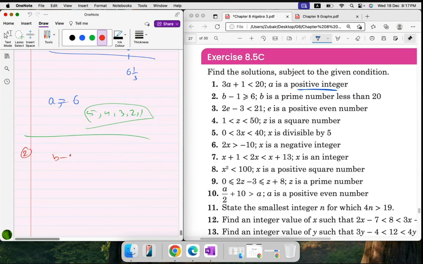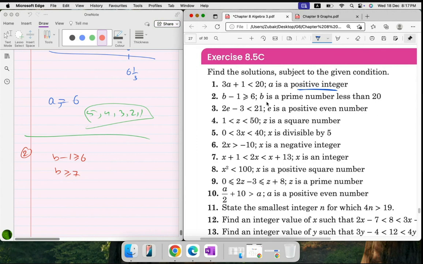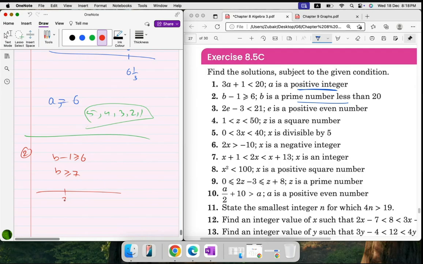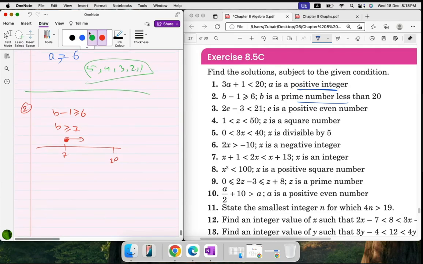Question 2 says b minus 1 is greater than equal to 6. So b is greater than equal to 7. Now it says b is a prime number less than 20. B is 7 or more. Number line is not required. That is just for understanding. So more than and equal to 7 and less than 20, prime number. So 7 itself is prime, which is justified by the inequality and is less than 20. If someone else writes 11, that is again acceptable. 13, 19, all are prime and are within the given domain. Getting the point?